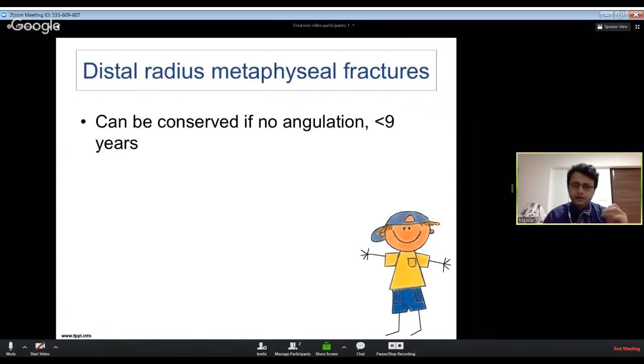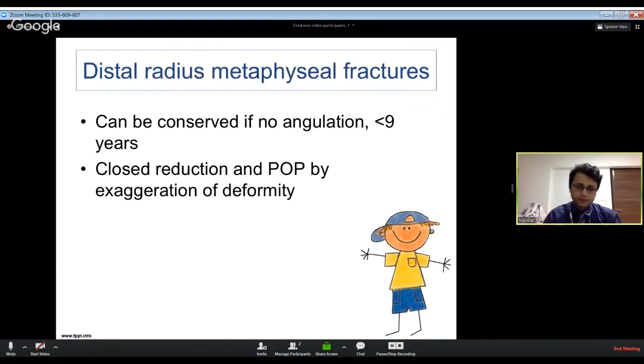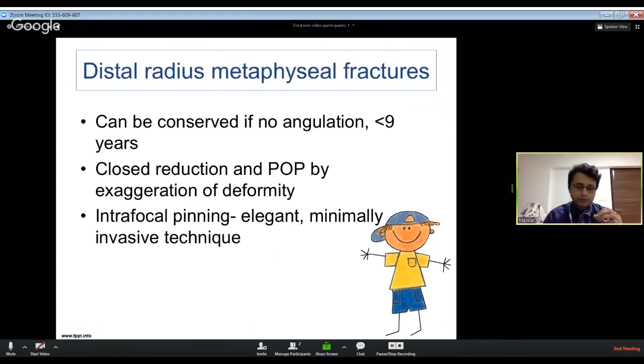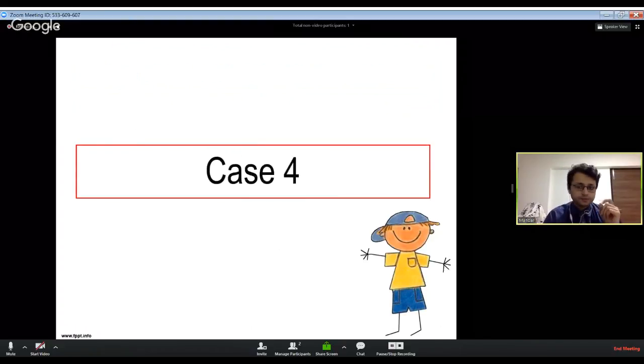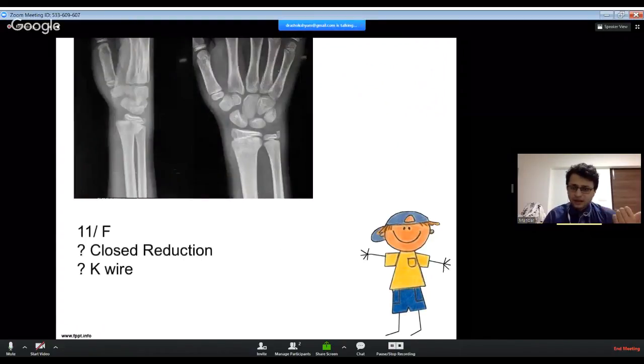The distal radius metaphyseal fractures can be conserved if there is no angulation. In children younger than 9 years of age, you can attempt closed reduction and plastering by exaggeration of the deformity. Intrafocal pinning is an elegant, minimally invasive technique which you should all learn. Preferably don't resort to open reduction, because that itself causes a lot of periosteal stripping, and that has a relatively higher chance of non-union.